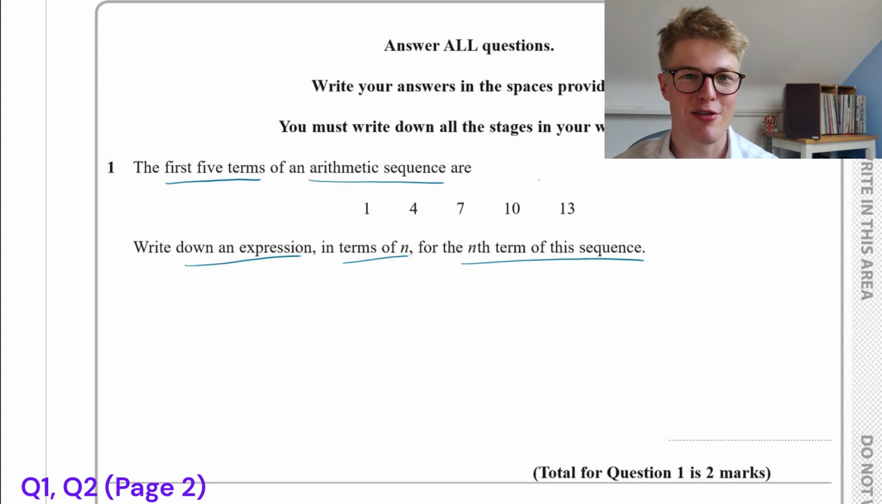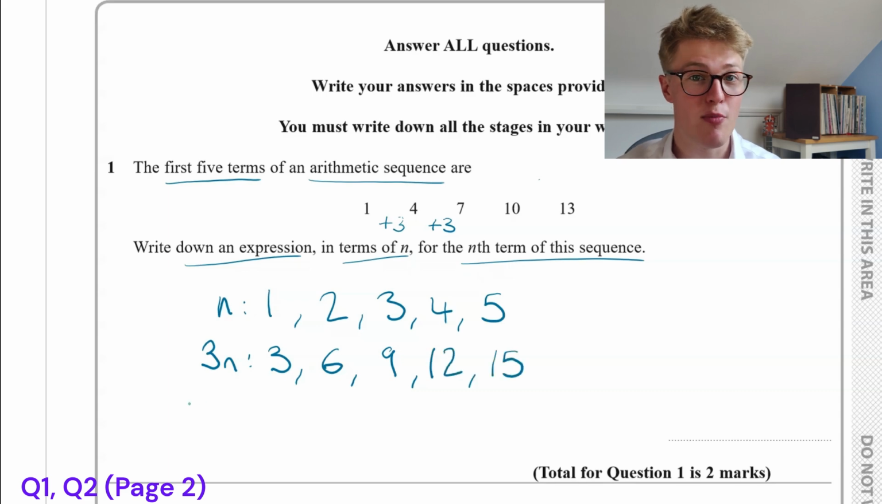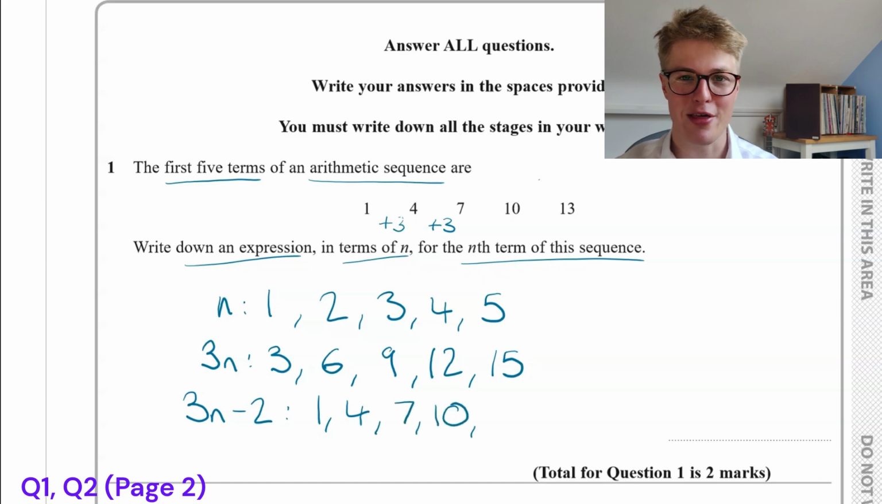So we can see there's a difference of 3 between each of the terms, and we can think about our sequence as being 1, 2, 3, 4, 5 for n. 3n would be 3, 6, 9, 12 and 15. And then we can see there's a difference of 2 between the sequence, so we do 3n minus 2, and that gives us 1, 4, 7, 10 and 13, which means our final answer is 3n minus 2.